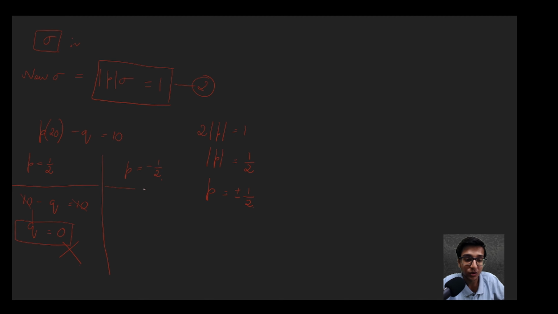That means we have to solve for q with p equal to minus half. This would become minus 10 minus q is equal to 10, and q would equal minus 20. That means our value of p is minus half and our value of q is minus 20. This is how we get the answer.